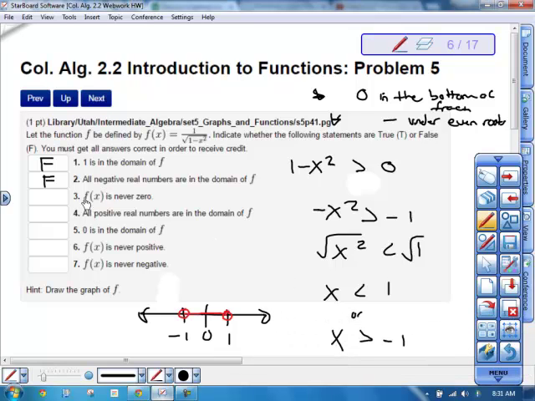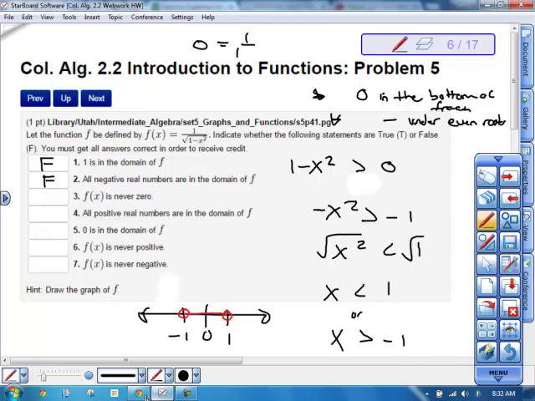I'm sorry, f of x is y. So it's saying the y value is never 0. And I don't know how you get a 0 out of this for the y value. A y value of 0 means that's where y is 0. So if you plug in 0 for y and you try to solve this, I don't think you'll get an answer there.